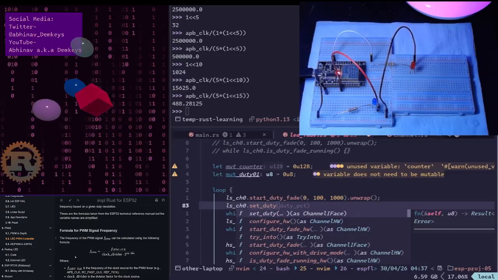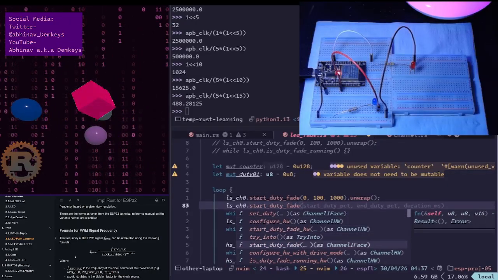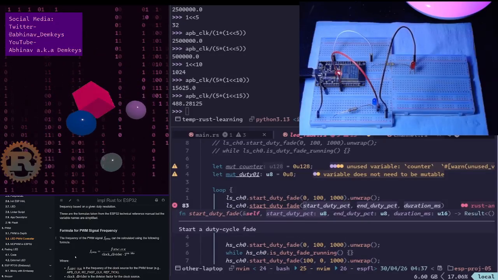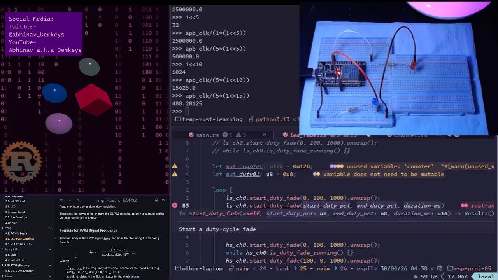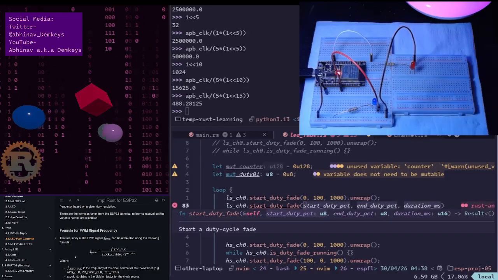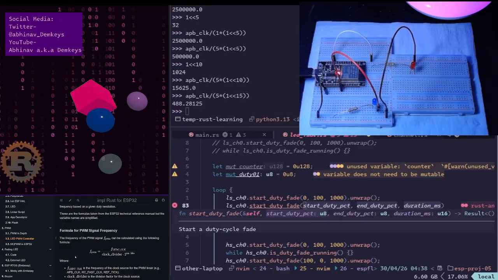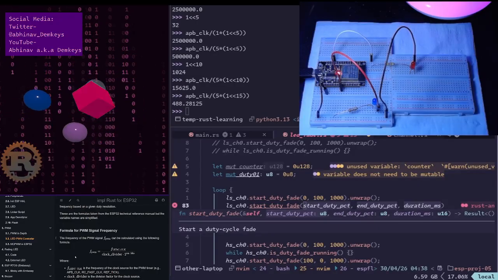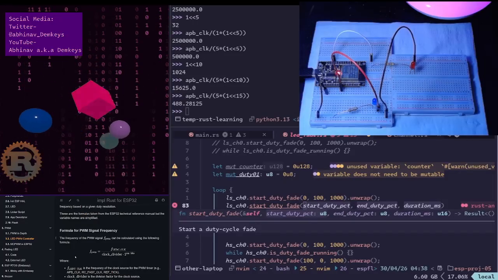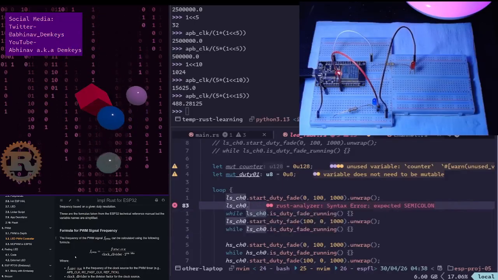Yeah, okay. So with start duty fade, we are specifying a start duty percentage and an end duty percentage. And what this function is going to do, I'm assuming, is stretch out and change our duty percentage over the course of the duration that we have set. And because it's changing, this is where the blinking comes in. So we can get rid of this and this.